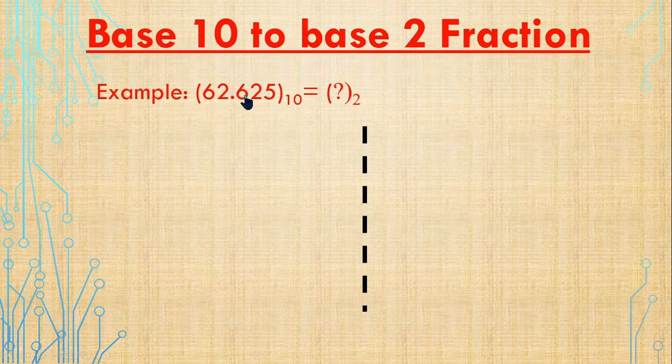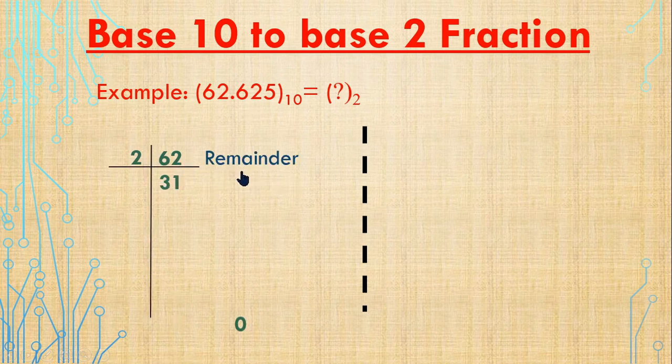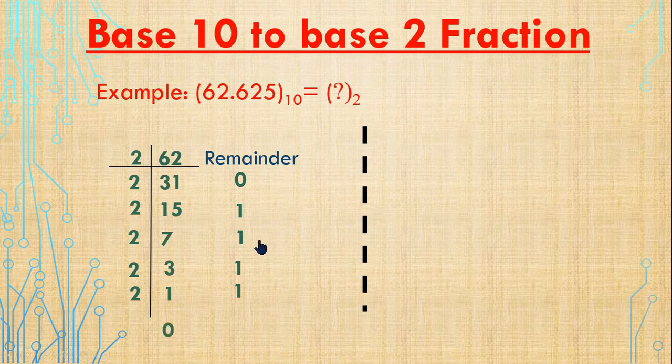If it includes a fraction, as we can see here, we start by converting the integer and then continue by converting the fraction. Beginning with the integer, we have 62. We convert this to base 2. We divide by 2 as we earlier saw. We write the remainder over here, and we get this as our result: 111110, and we read the answers from bottom to top.